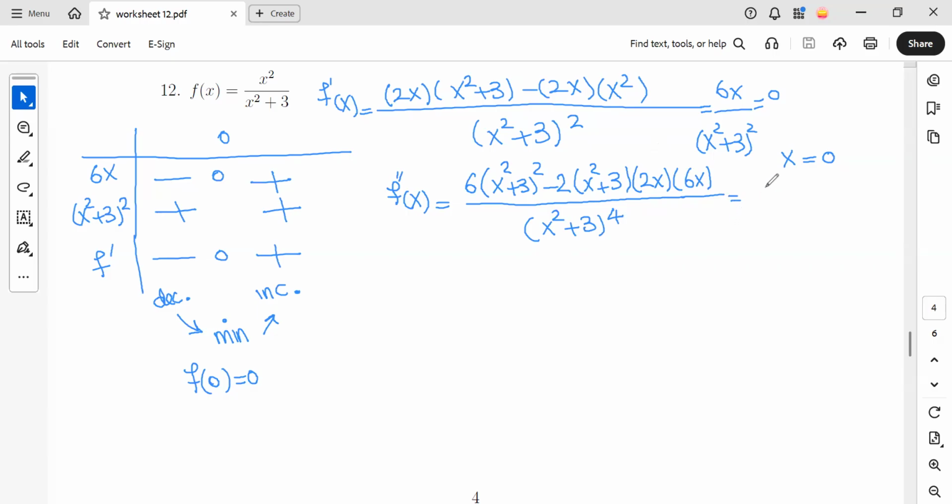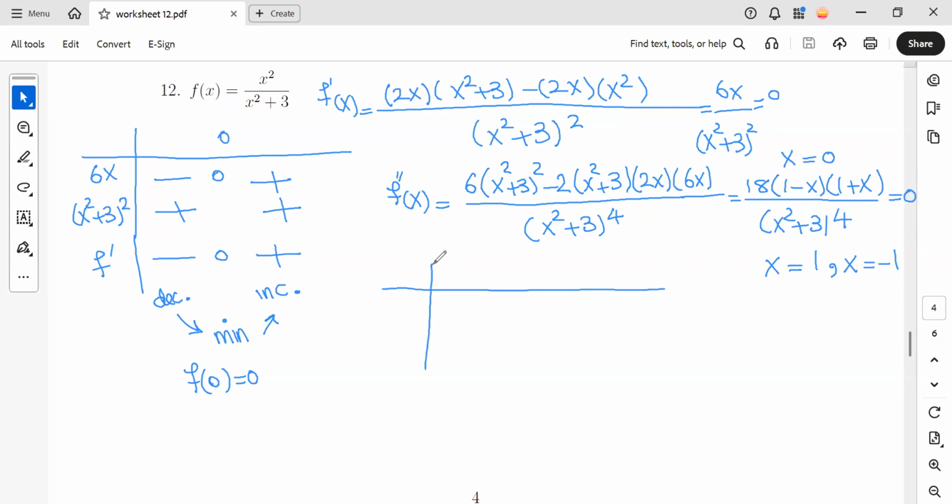Okay, and then after simplifying, you would get 18 times (1 minus x) times (1 plus x), all over (x squared plus 3) to the fourth. And when you set this one to 0, you get x equals 1 or x equals negative 1 as the points that may be inflection points. So we're going to use a sign chart to see what happens around these points.